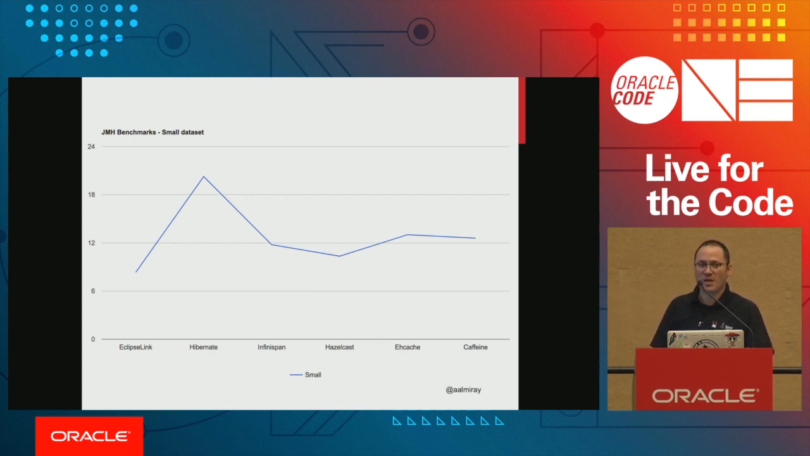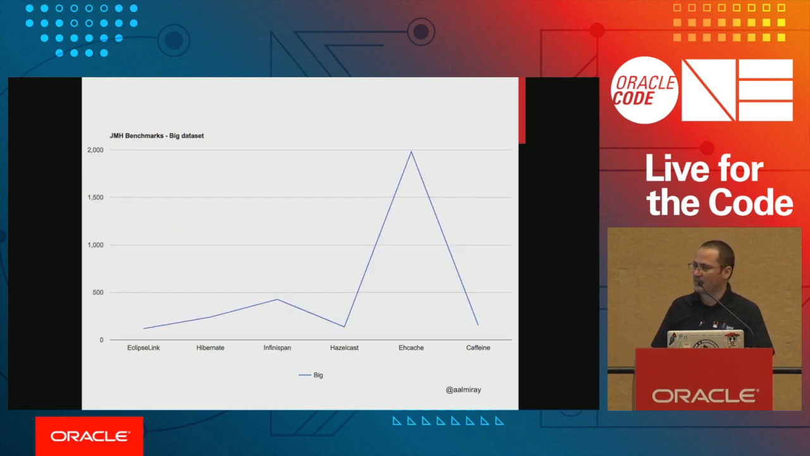Pretty close. Now let's blow this up with a big data set. The lowest point again is EclipseLink. Hibernate without any caching. Infinispan is way up. Then Hazelcast brings it down. EHCache again is out of proportion, completely wasting time and space here. And then Caffeine brings it down again.